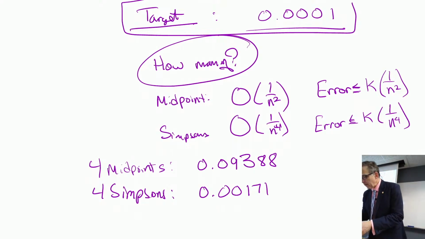All right, curious to see where we are on this. Like I suggested, one way to go about this is to figure out what this k is. Maybe I should have named these different things. This could be k sub m for midpoint, k sub s for Simpson's rule.